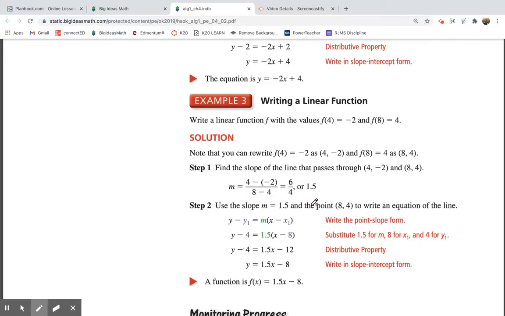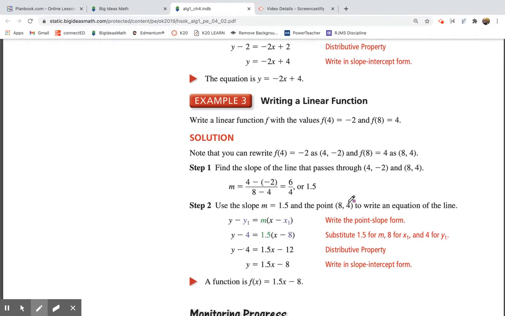You use those points to find your slope. See, they change it to 1.5. I guess you can do that. I would rather you simplify this to 3/2 and just leave it 3/2. But you can do 1.5. If you had to graph it later, it would be best to leave it as 3/2. But from that, we found slope, and then you can just use either of those points. So they used (8, 4) to put it in an equation.